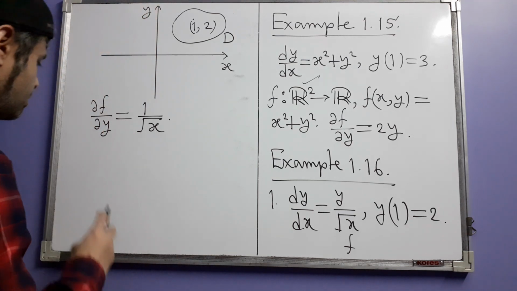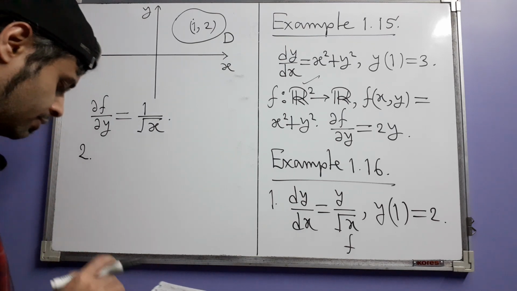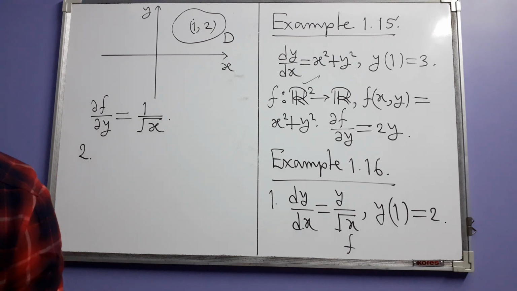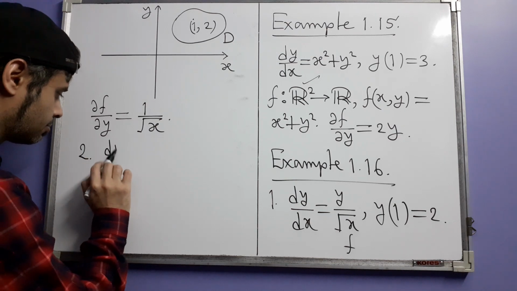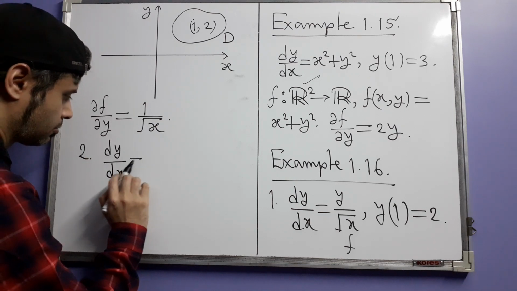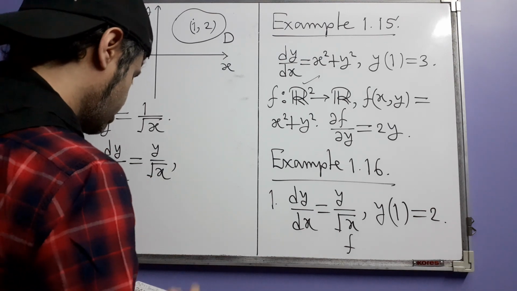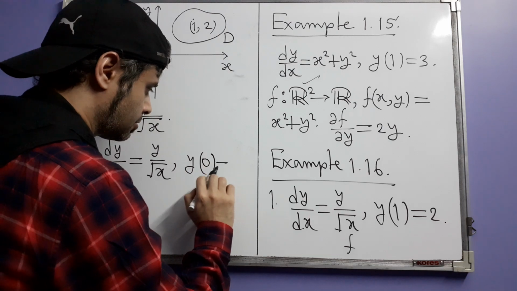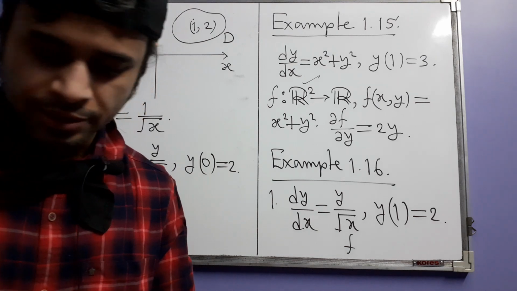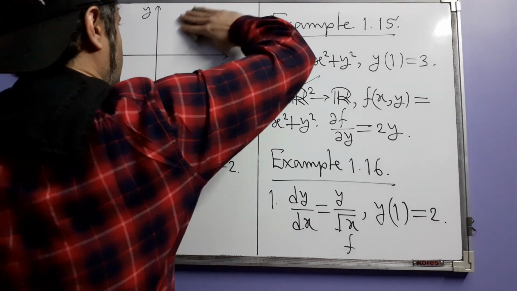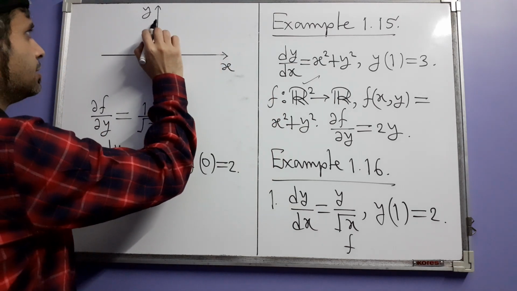However, let us next see this second one, where the differential equation is the same, but the initial condition is a little problematic. The initial condition, or supplementary condition, is y(0) = 2. So let us first see where the point is lying. (0, 2) is here somewhere.